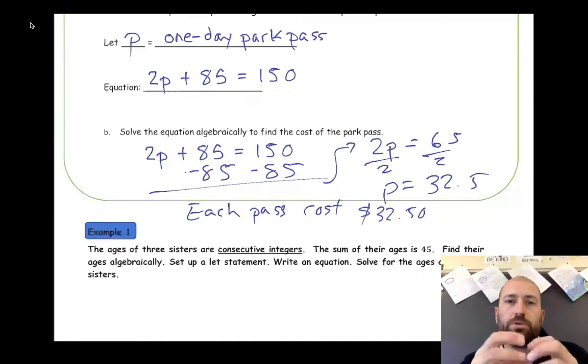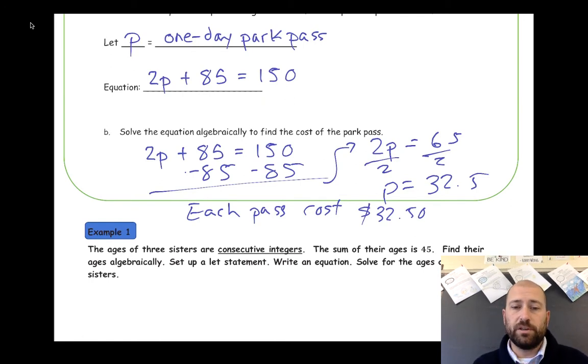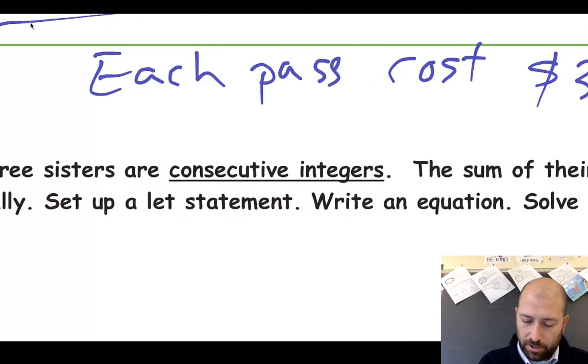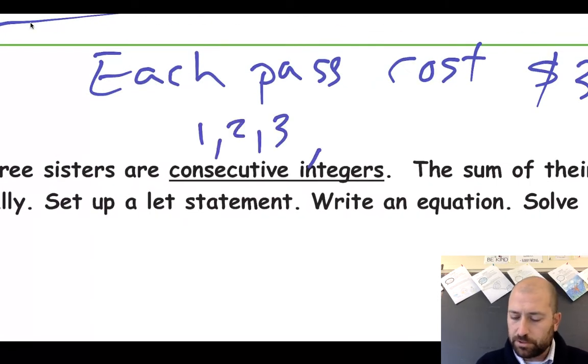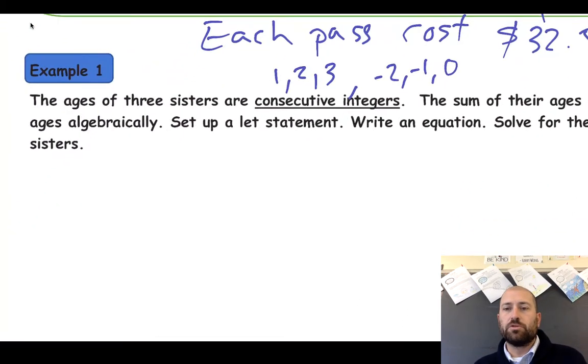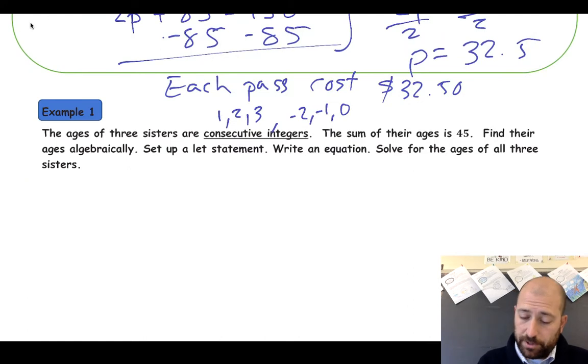So our big goal today and our big part of organizing our information is going to be setting up our variables. So example number 1, the ages of 3 sisters are consecutive integers. So consecutive integers are integers in a row, like 1, 2, 3, or -2, -1, 0. So 3 integers in a row. The sum of their ages, which means we're going to add up all their ages, is 45. Find their ages algebraically.